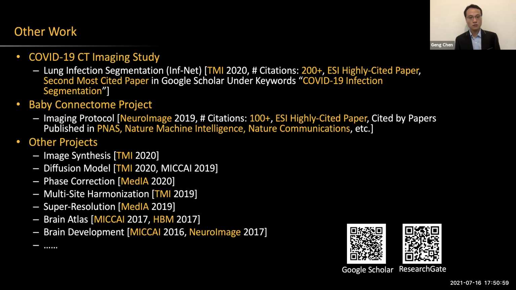develop the imaging protocol. The paper is published in NeuroImage. Current citation is over 100. It's also a highly cited paper. And this work has been cited by some papers published in PNAS, Nature Machine Intelligence, Nature Communications, and also has some collaboration projects regarding image synthesis, diffusion model, phase correction, multi-site harmonization, super-resolution, brain atlas, brain development. If you are interested in these works, please visit my homepage, for example, Google Scholar or ResearchGate.